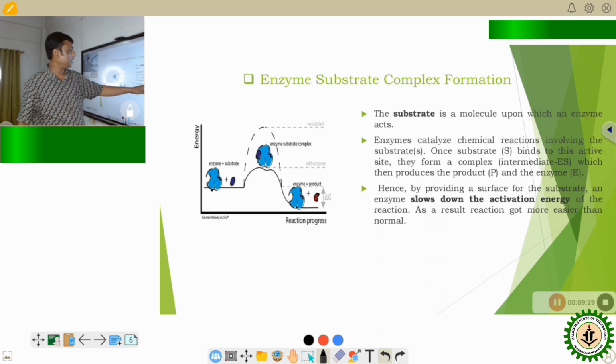Hence, by providing a surface for the substrate, an enzyme lowers the activation energy, meaning the height of the energy barrier, so the reactant can easily pass the energy barrier of the reaction, and the reaction becomes easier than normal. This is the major function, and this is the initial step when enzyme and substrate interact.